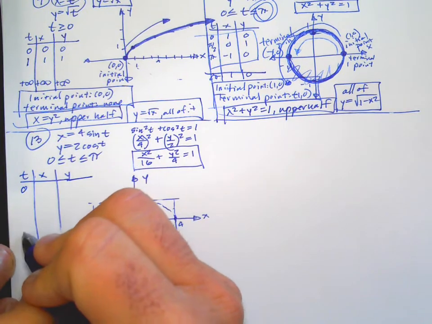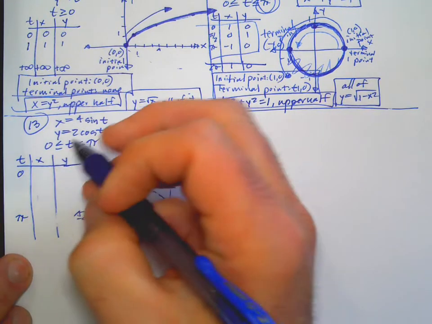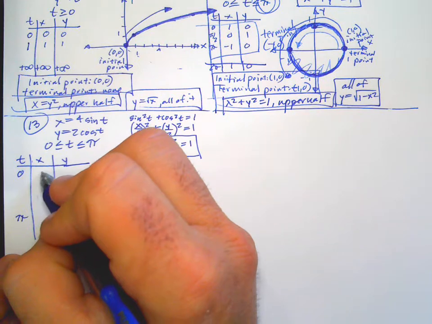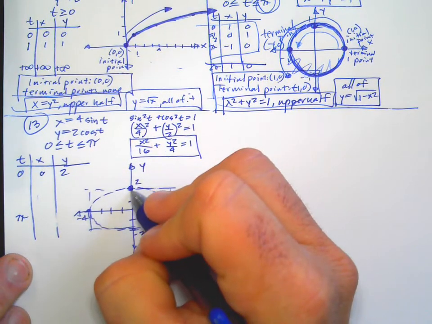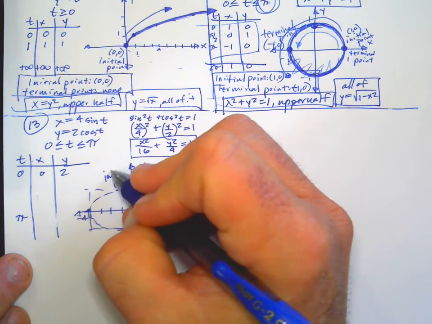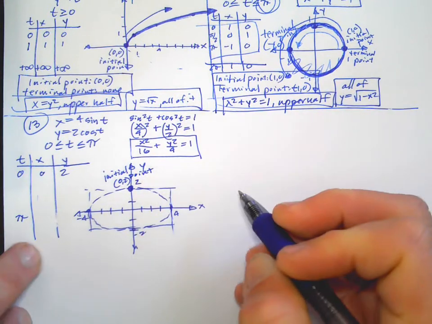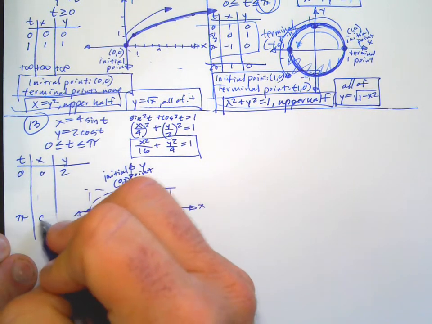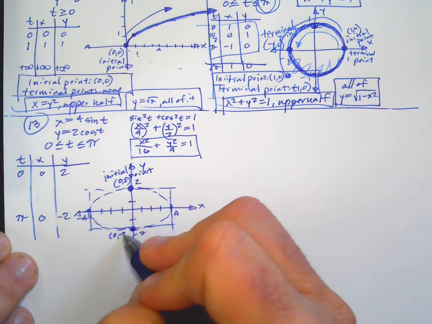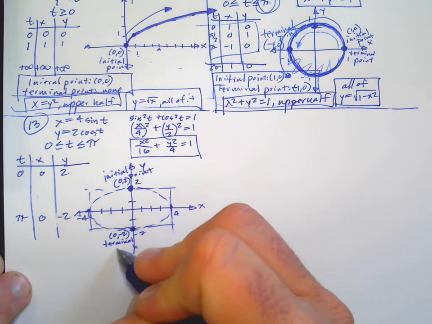So if we do 0, I usually leave some room here for the values. Maybe I'm going to do some in-between values. So 0 is going to be 0, 2. So this is actually the initial point right here, 0, 2. So that's the initial point. And if we plug pi in, it's going to be 0, negative 2. So that's going to be over here, 0, negative 2, terminal point.